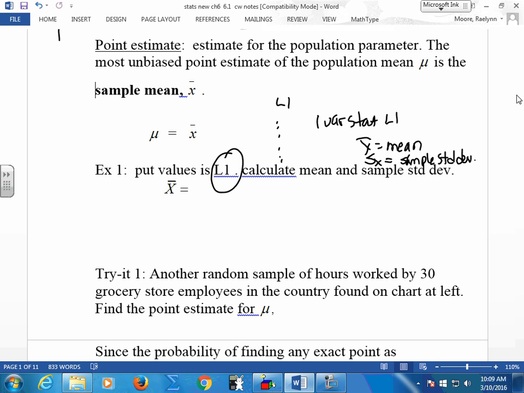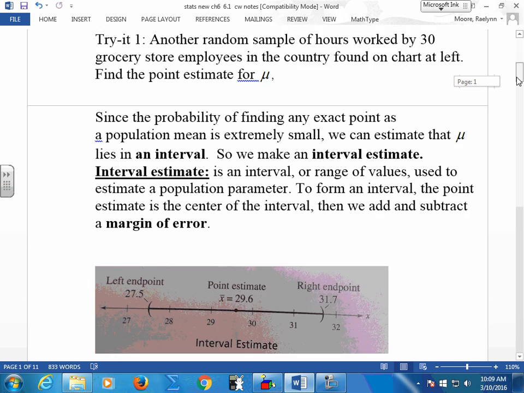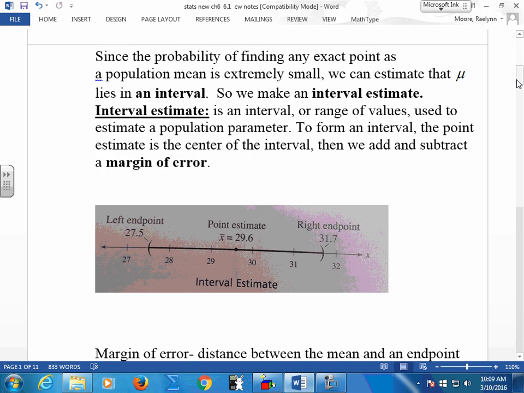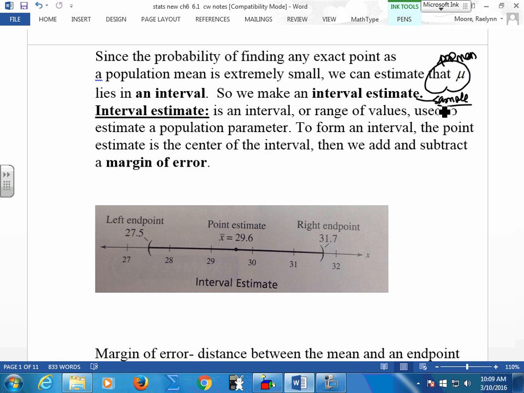All right, so we move on along here. A lot of this is stuff we've already done, but you have to remember that you're just making this inference about your population based on your sample information. Since the probability of finding any exact point is very small, very rare that we're going to hit that exact point, we can estimate that the population mean lies within a certain interval. And that interval is based on your sample. Remember, this is where we make an inference. We started making inferences about your population.